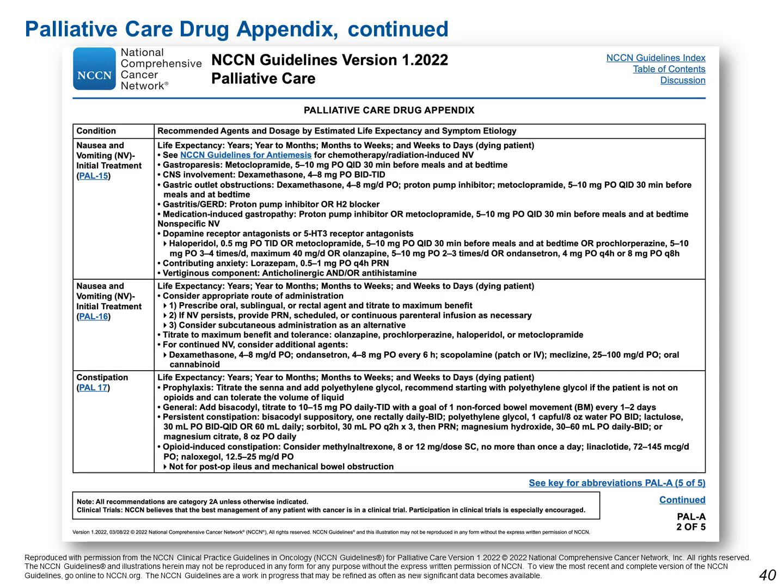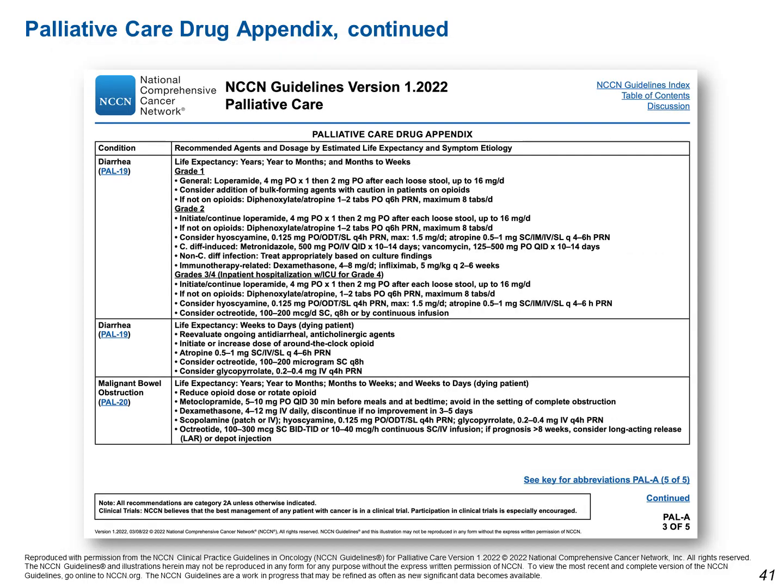Opioid-induced constipation, you can consider methylnaltrexone or linaclotide is now available as well. Naloxegol, PO, for post-op ileus and mechanical bowel obstruction, though do not use naloxegol. For diarrhea, all different stages of life, it's important to grade it. Grade 1 diarrhea, loperamide 4 milligram PO once, and then 2 milligram after each loose stool, up to 16 milligrams per day. Consider addition of bulk forming agents with caution in patients on opioids.